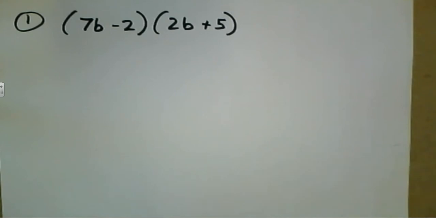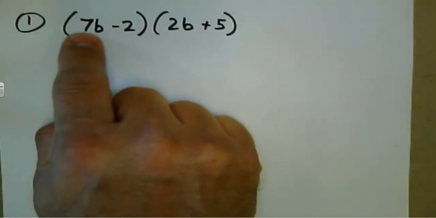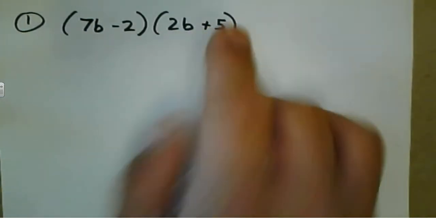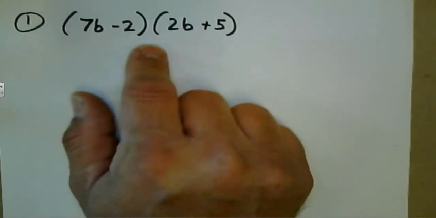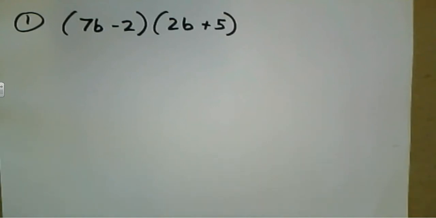So what does that mean? We have to multiply each one, this one to each one of those, then this one to each one of those. This is FOIL. If you were paying attention in 7th and 8th grade, you know how to do FOIL. This is 2 days of review on how to do FOIL.